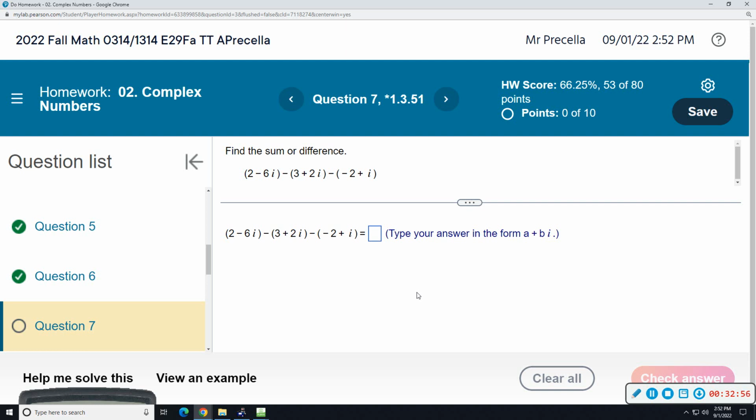So, to add complex numbers, you just add them together. Add the like terms. With subtracting complex numbers, you've got to distribute the minus and then combine like terms.